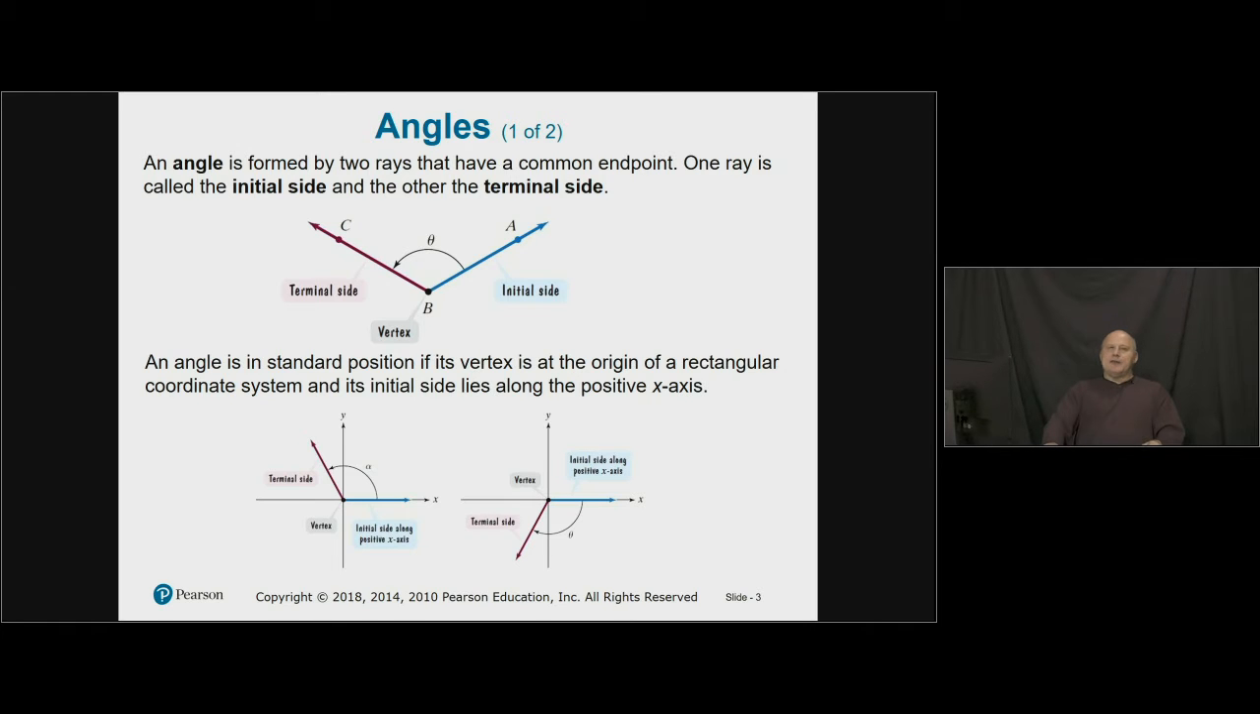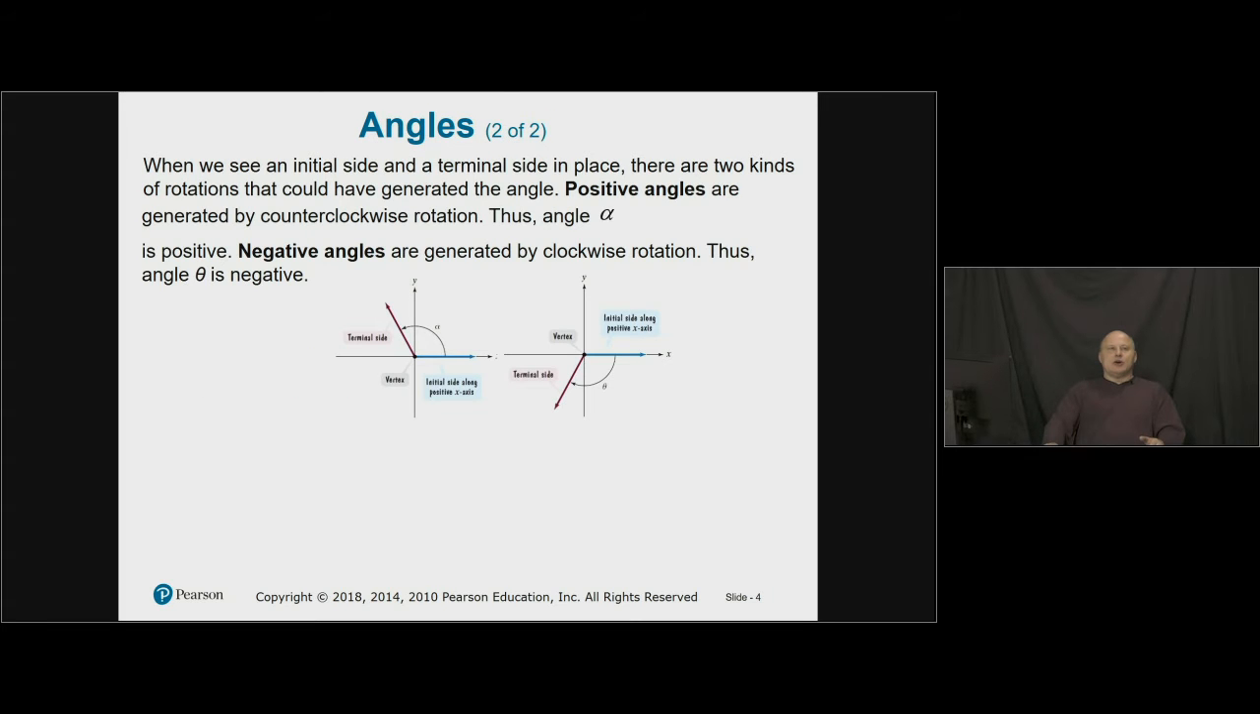Now, one of the big differences you're going to see between angles in geometry and angles in trigonometry: for the most part, angles in geometry consist of any angle between 0 and 180 degrees, right? So it's half of a revolution. Well, in trig, they can surpass 180 by quite a bit. They can also be negative depending on the direction that you're going. So when we see an initial side and a terminal side in place, there are 2 kinds of rotations that could be generated by the angle.